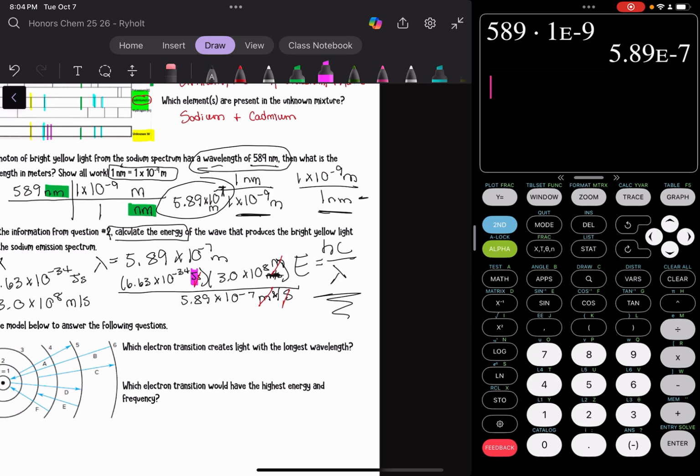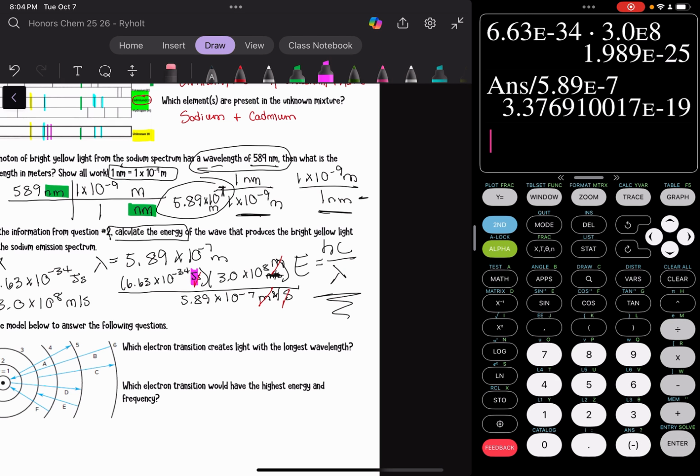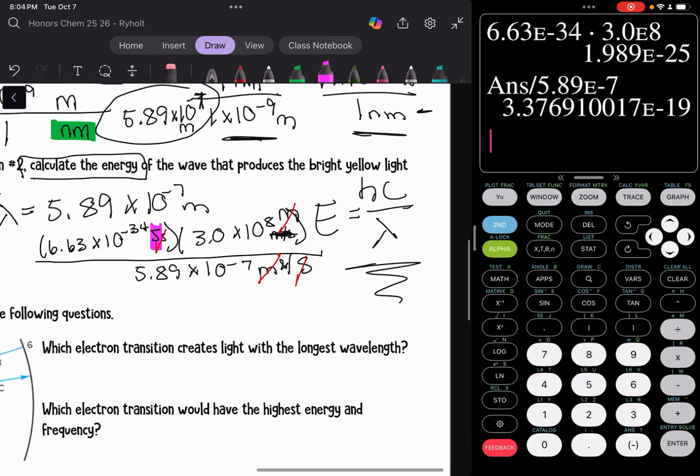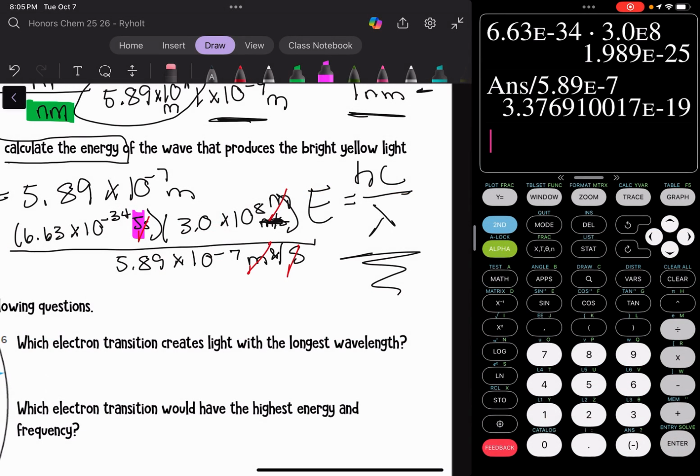All right, so let's go ahead and put this in the calculator. 6.63 second EE negative 34 times 3.0 second EE 8 divided by 5.89 second EE negative 7. And so our answer is, whoopsie, here we go. Our answer is 3.38 times 10 to the negative 19 joules. That's it.